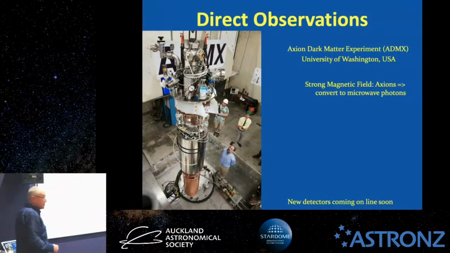There are new detectors coming online. So a lot of people are putting their money on the search for axions. There's a lot of people who argue that that's the future of dark matter searching.